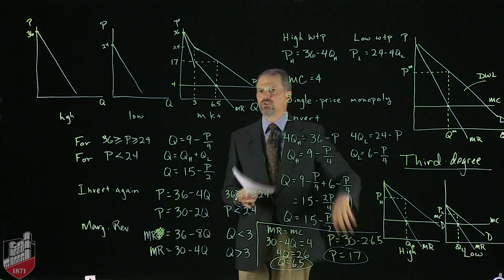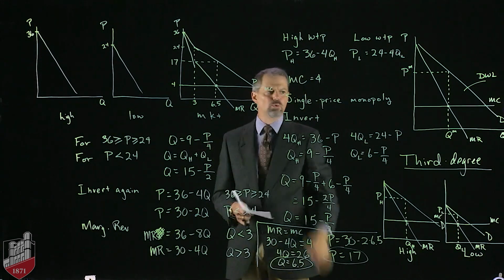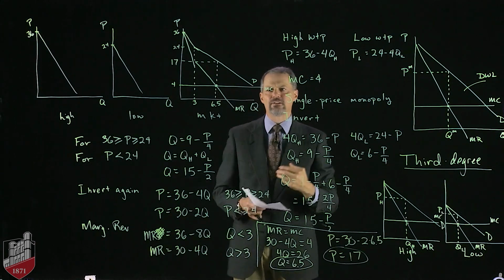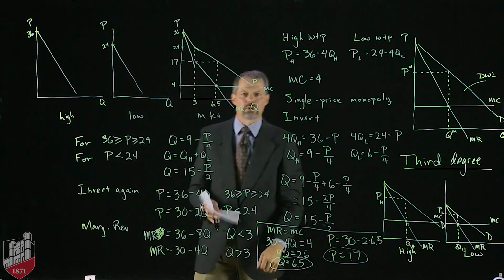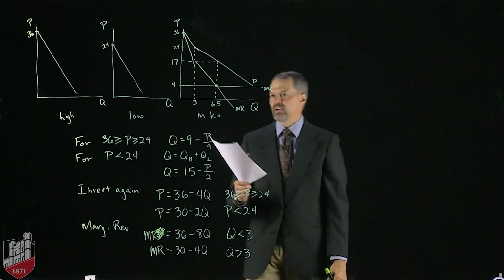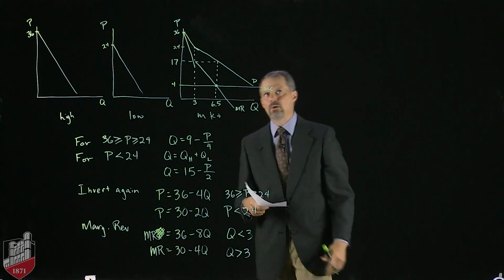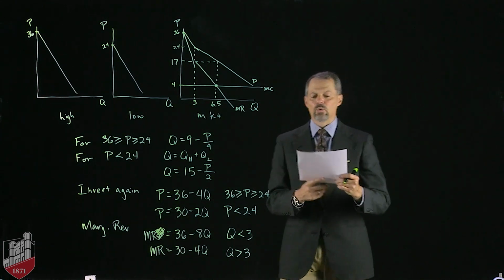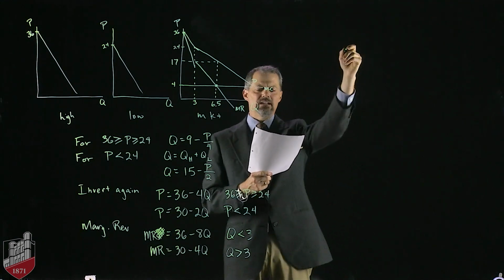Okay, what I need to do is clear off this portion of the board, and then we're going to continue working through this, and we'll see how much profit the firm makes, and then we'll figure out what would happen if the firm price discriminates. So we've got our price of 17. What we can do is see now how much is sold to each group. So let's plug that price into each group's demand curve.